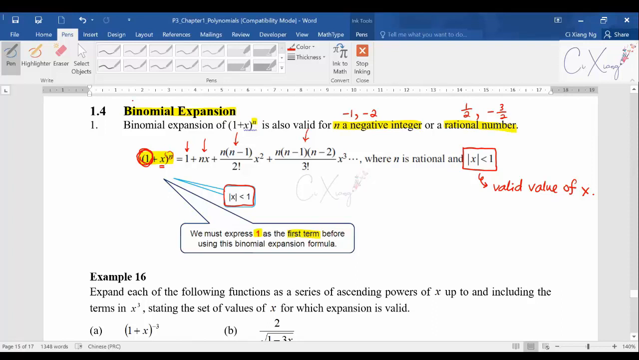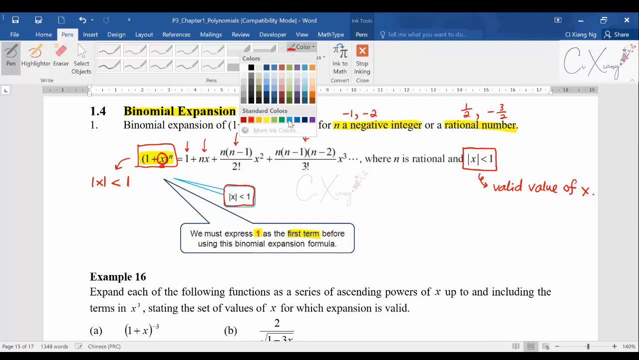So as an example, for this particular example, we are having (1 + x)^n. How can you write out the valid value of x? Very simple. It is always modulus x, you take the modulus of the second term, smaller than the value in the first term. Okay, it is always like that.